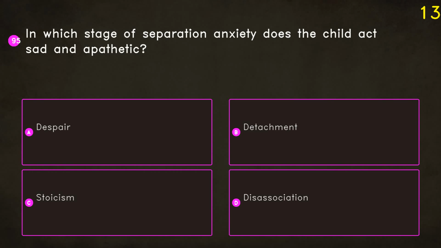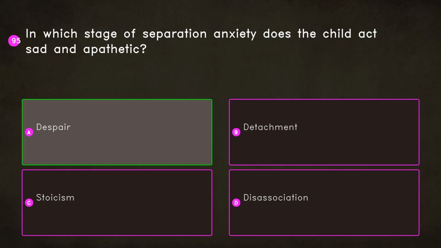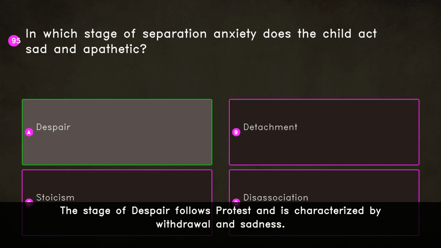Question 95. In which stage of separation anxiety does the child act sad and apathetic? A. Despair. B. Detachment. C. Stoicism. D. Disassociation. The correct answer is despair. The stage of despair follows protest and is characterized by withdrawal and sadness.